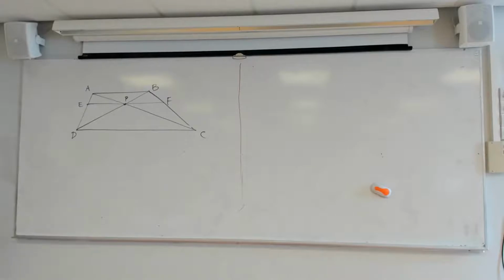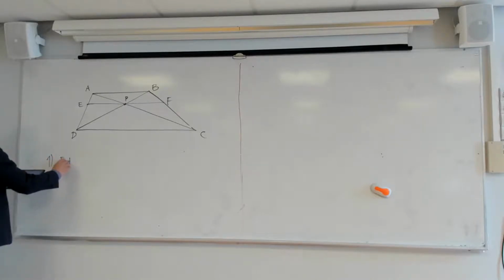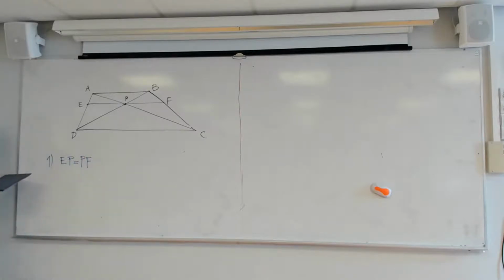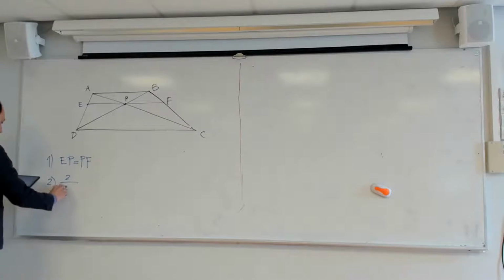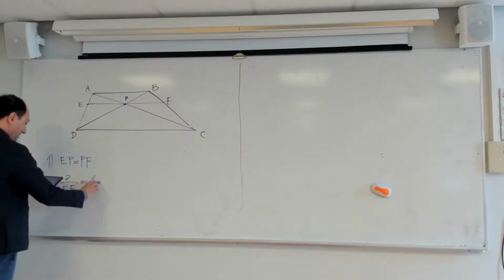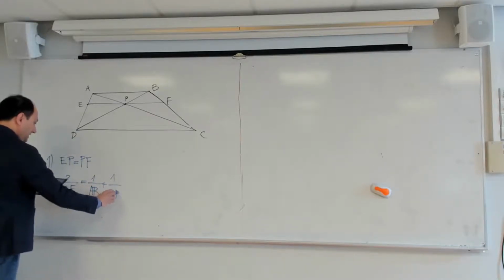And then, I don't know, you are supposed to show that two parts. I think the first part is a hint for the harder part. So you are supposed to show that EP is equal to PF. And then number two, you are supposed to show that 2 divided by the length of EF is equal, hopefully this is right this time, to 1 over AB plus 1 over CD.